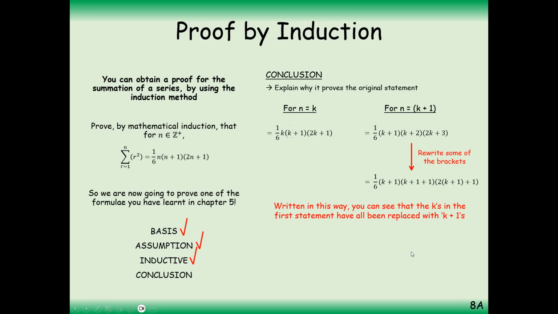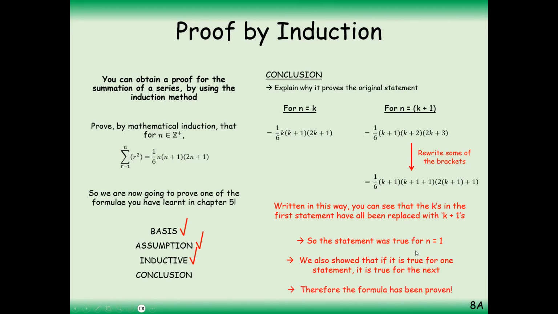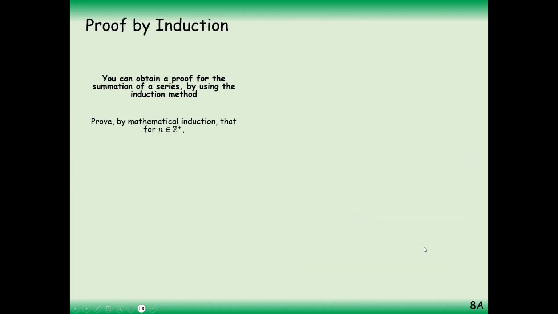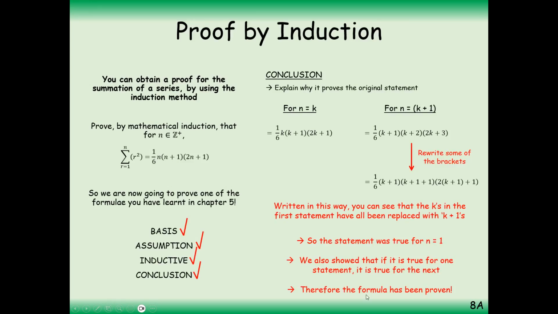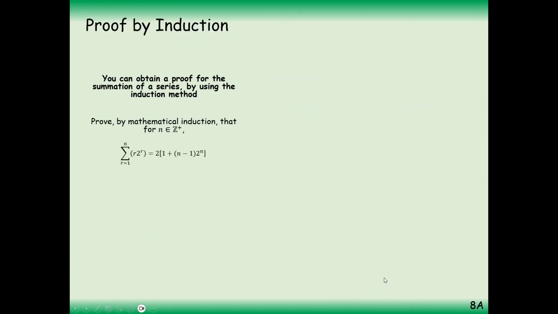Okay, so if I get rid of my handwriting there, it should make sense. So then you write for yourself, well, these are the terms that match. Therefore, if it held for n equals 1 and it held for n equals k, and it also held for n equals k plus 1, therefore this formula works for all positive integers. All right, so let's look at the next example here.